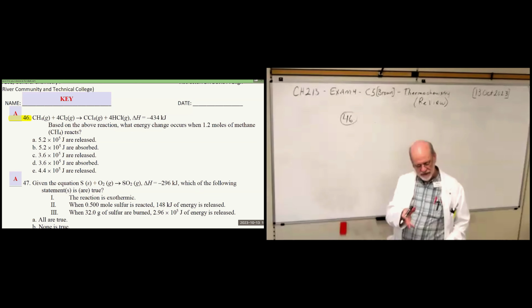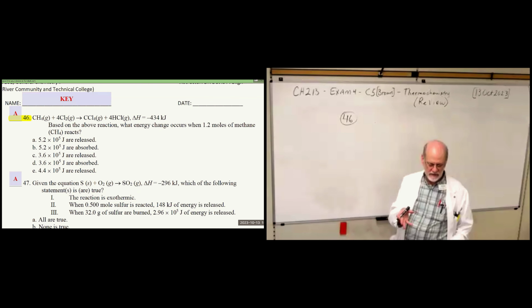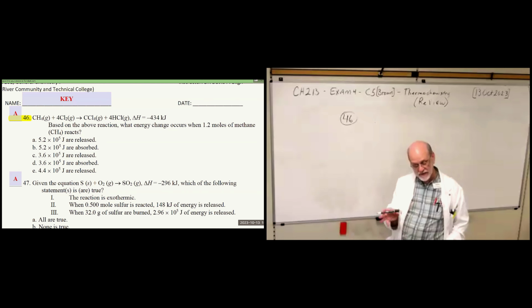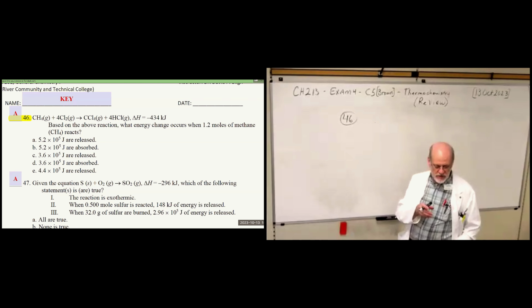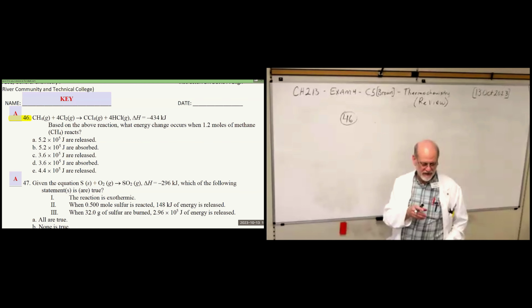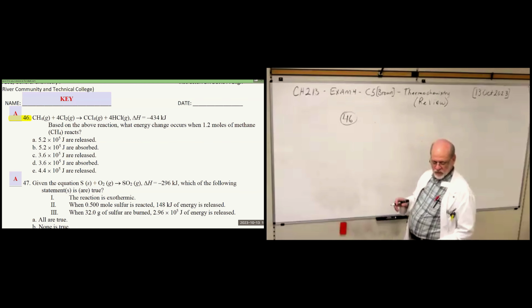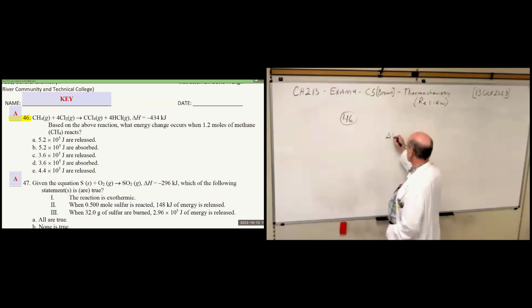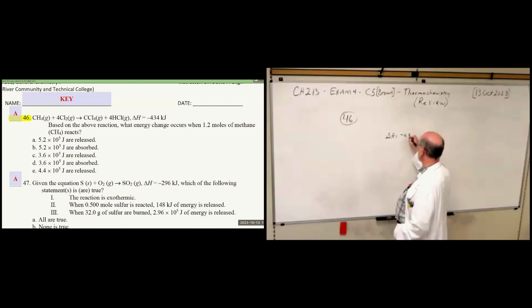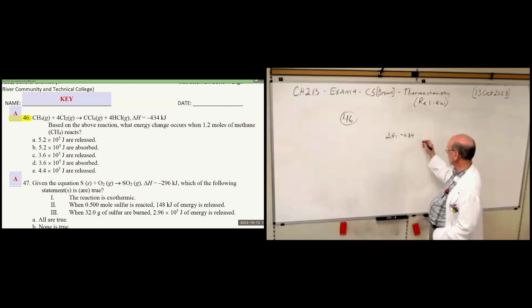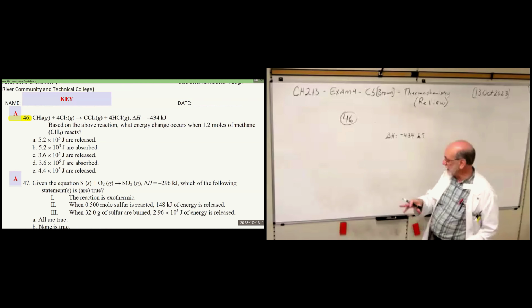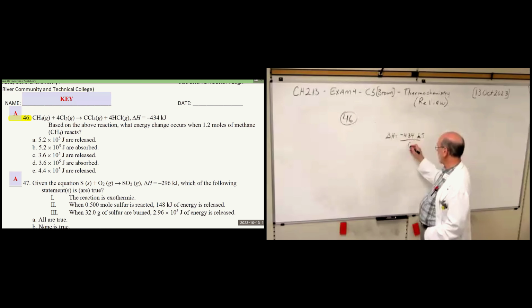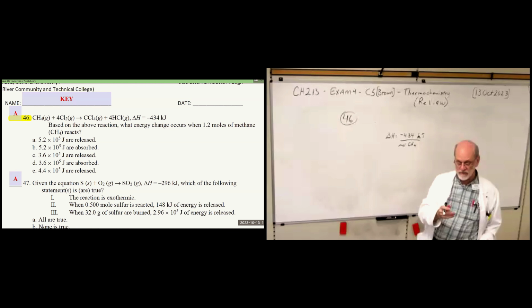Methane plus chlorine gas yields carbon tetrachloride plus hydrogen chloride. And it's an exothermic reaction with minus 434 kilojoules. What energy change occurs when 1.2 moles of methane reacts? So we don't even have to write the formula up there. We know that delta H equals minus 434 kilojoules. And that's for that equation. And the ratio to methane is per 1 mole of methane, because the coefficient is 1.